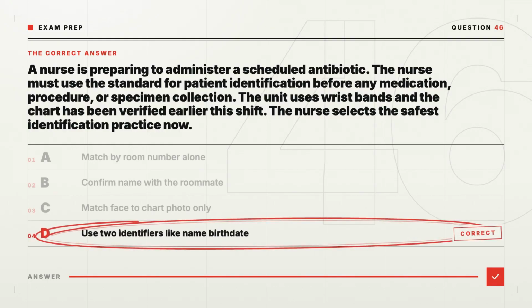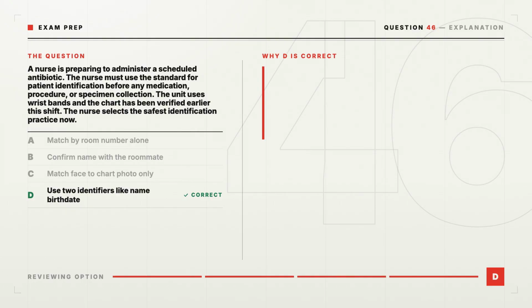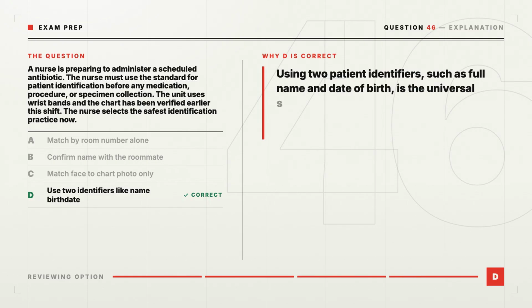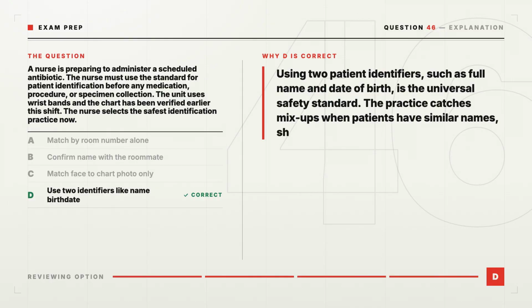The correct answer is D. Use 2 identifiers like name, birth date. D is correct because using 2 patient identifiers, such as full name and date of birth, is the universal safety standard. The practice catches mix-ups when patients have similar names, share rooms, or move between units during a shift.